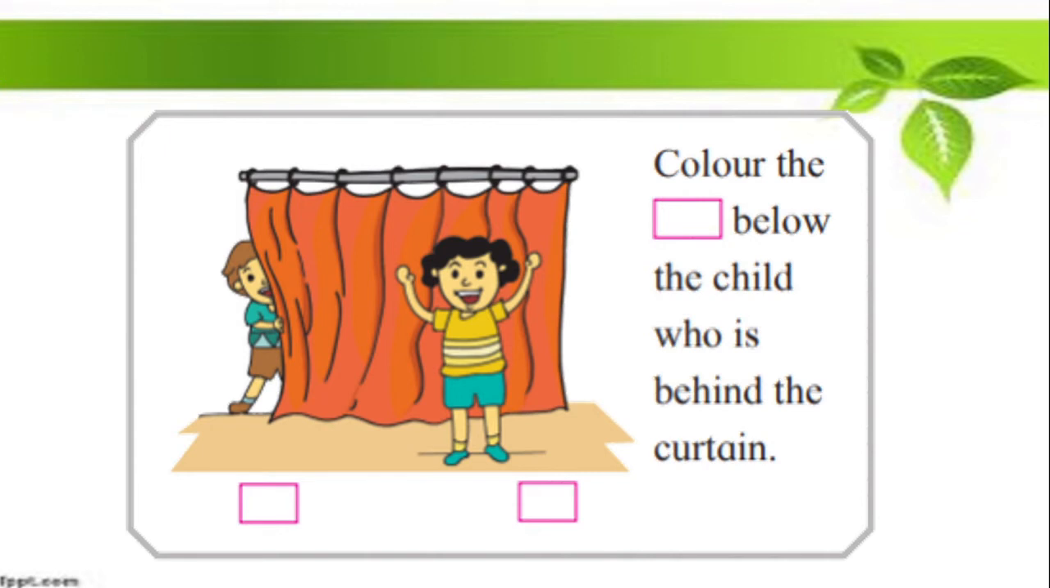Here you can see two boys, right? And this is called curtain. Now one boy is behind the curtain and one boy is in front of the curtain. Yes, dear children, here color the box below the child who is behind the curtain. Behind matlab piche. Yes, you are right. This boy is behind the curtain. So we will color this. We will proceed.